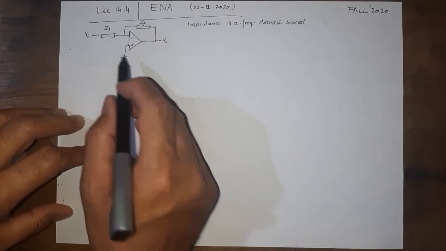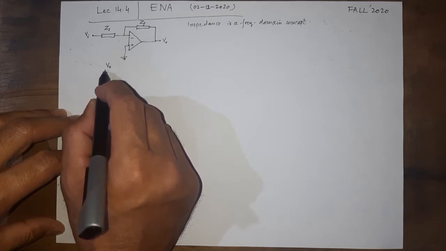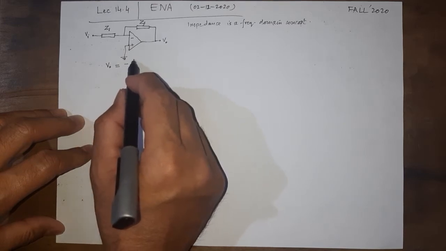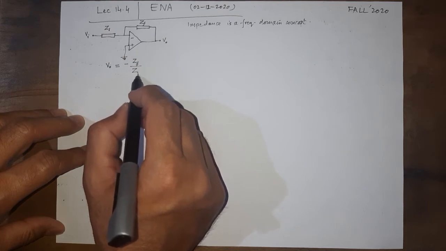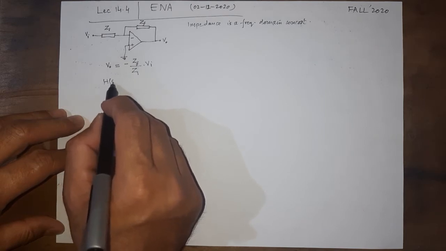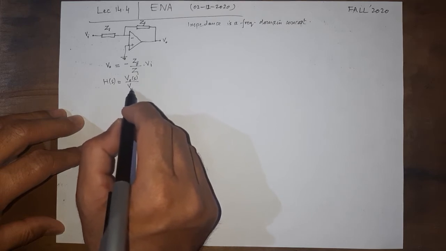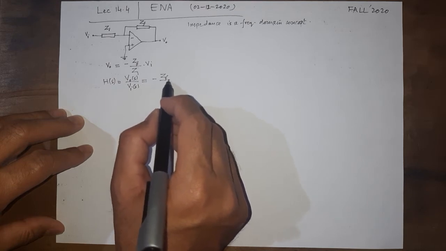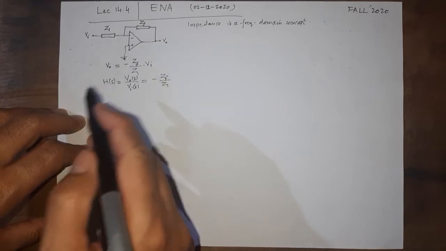I hope you remember some of it, and you should remember that the output of this op-amp was equal to the negative of the impedance in the feedback path divided by the input impedance, times the input. Or we can say the transfer function, the output divided by the input, in this case is minus ZF over Z1. This is the inverting configuration.